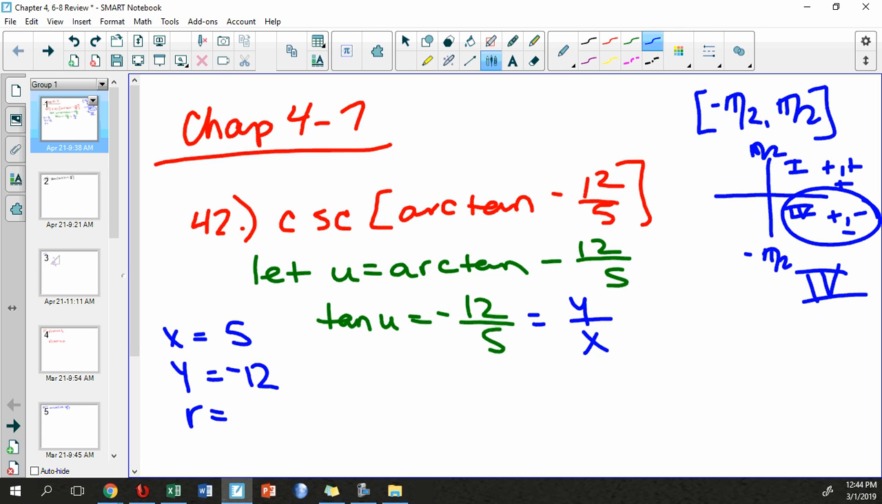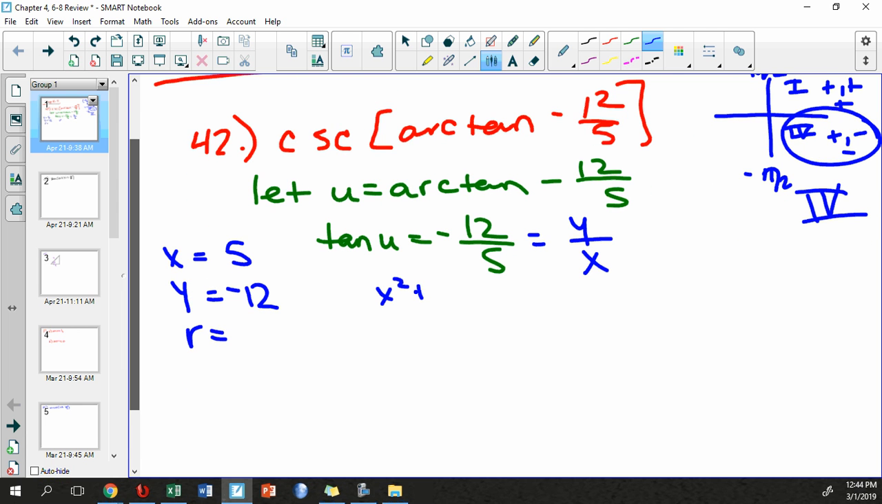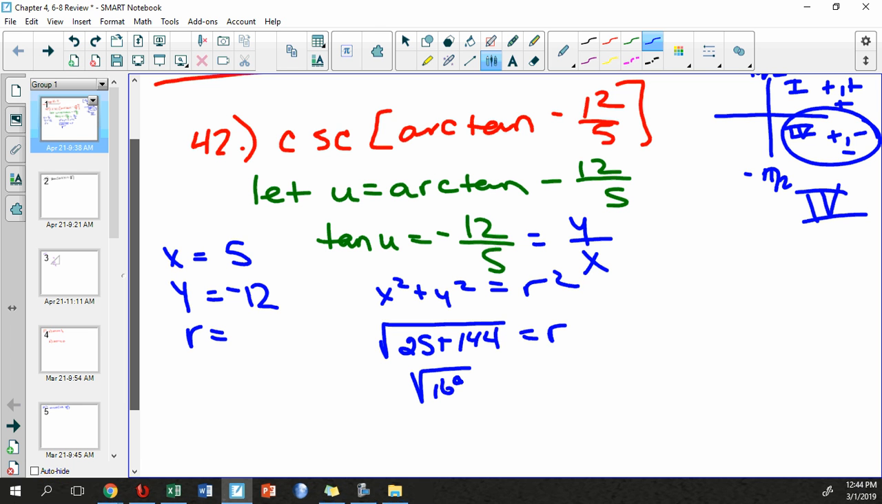Yes? Okay, now what do I need to find? I need to find r, and what do we know r to always be? Positive, because it is a distance. So I need to find r by taking x squared plus y squared is equal to r squared. So this is going to be the square root of 25 plus 144, which equals r. So the square root of 169 is equal to r, so 13 is equal to r. Do we all understand that, yes or no?